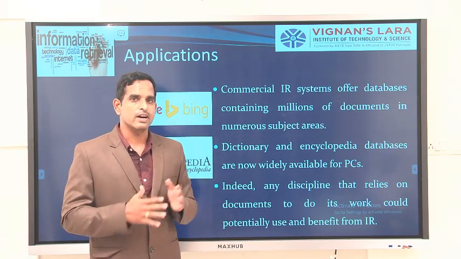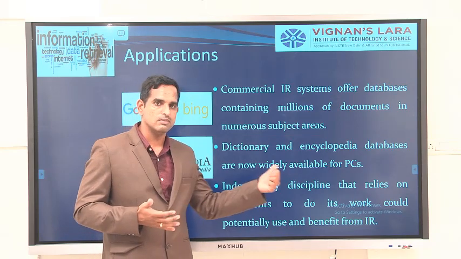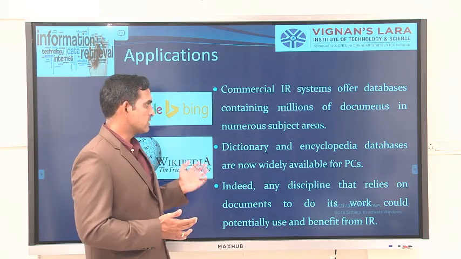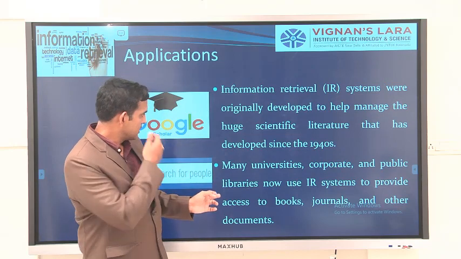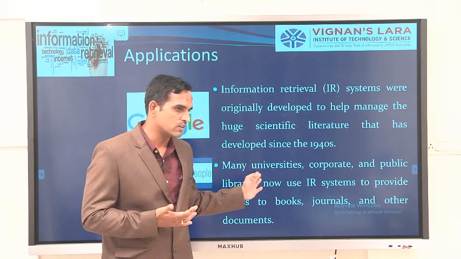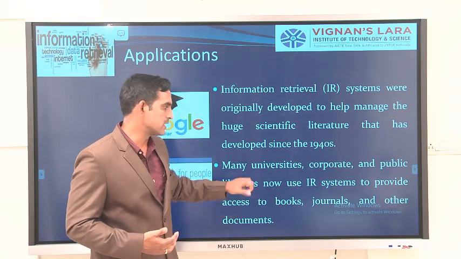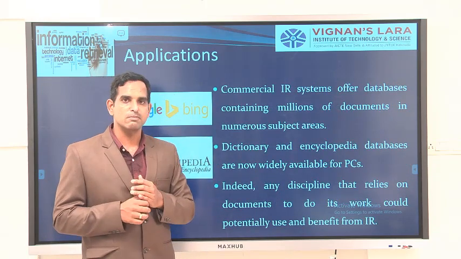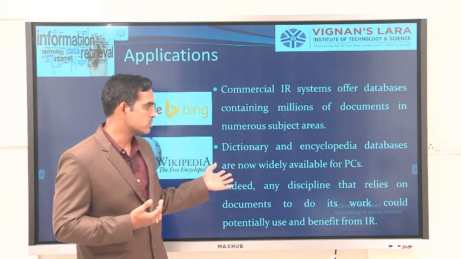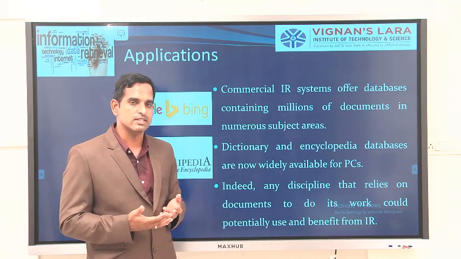So any application or any place where you are dealing with document storage can benefit from information retrieval systems. So these are the applications involved: storing scientific literature in the 1940s; later, providing access to books and journals; later, commercial information retrieval systems, which everyone is now using; and also dictionaries and encyclopedias. All these are basic examples of information retrieval systems.